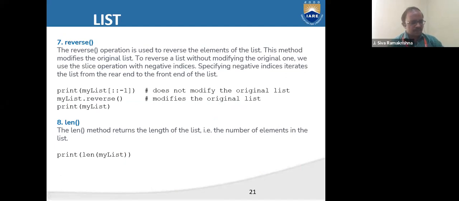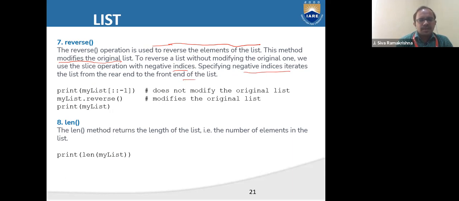So what is this operation? A method. This method is used to reverse the elements of the list, and the method modifies the original list. To reverse a list without modifying the original one, we use the slice operation with negative indices. Understand? Specifying negative indices iterates the list from the rear end to the front end of the list, right?